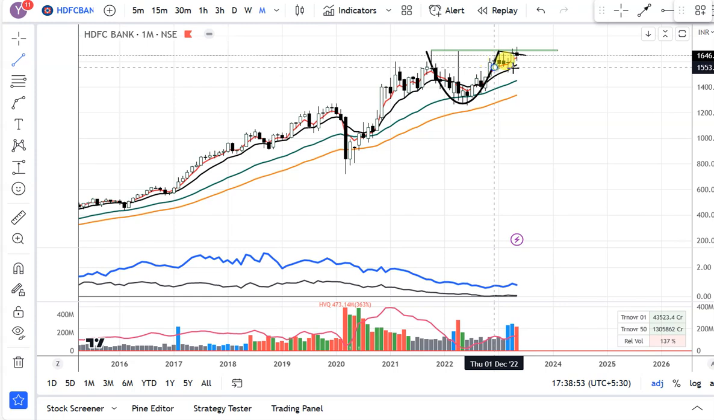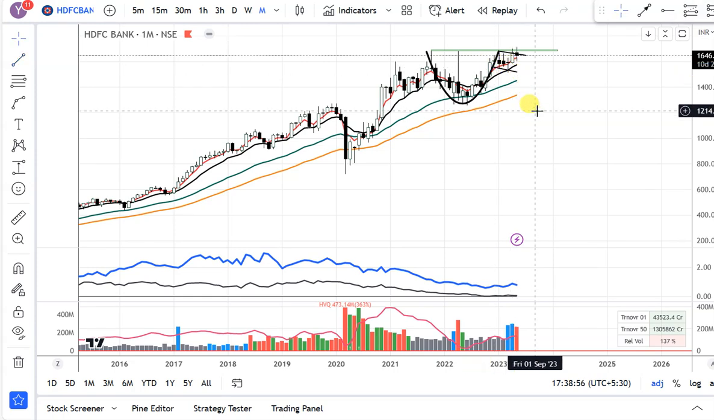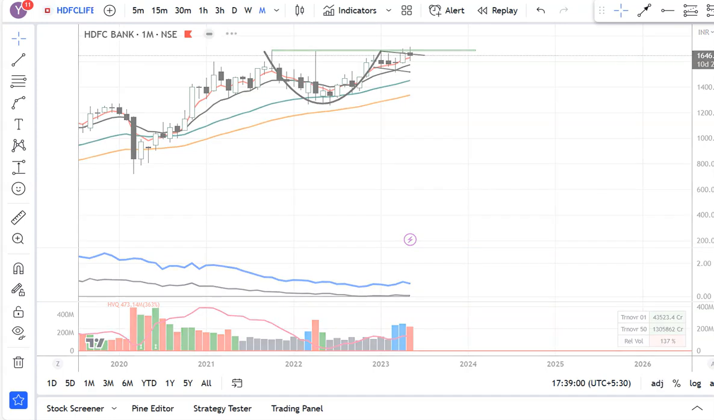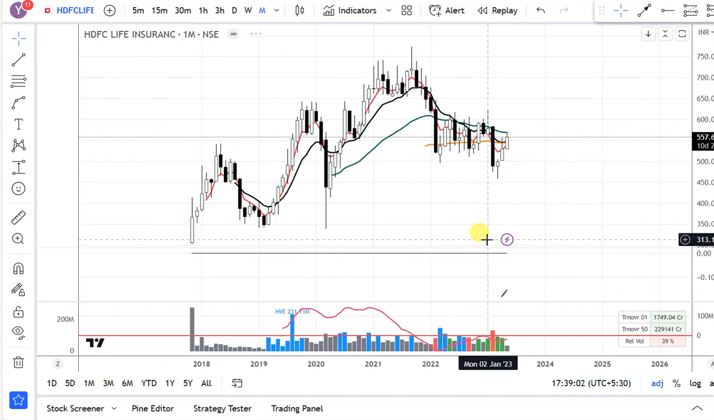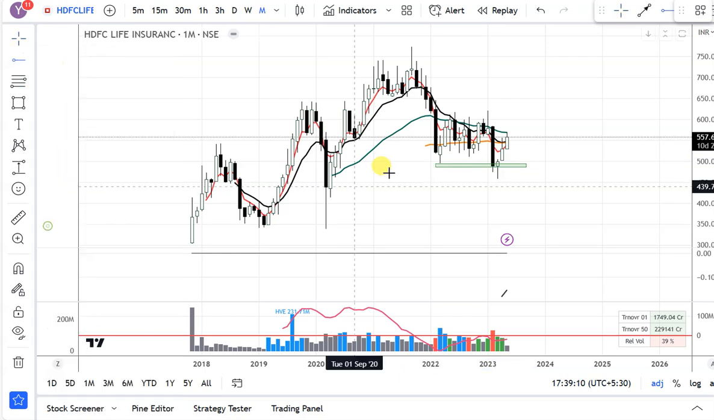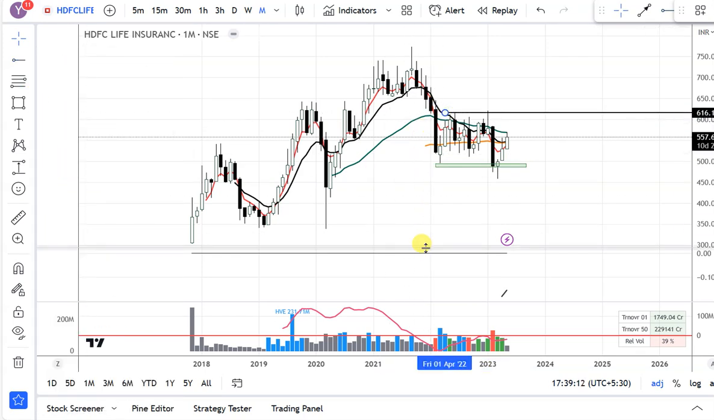HDFC Life Insurance again is in the range, making double bottoms and stuck in the range of 1616 to 500. So let the strong buying come in, and then we'll decide. Because even when it comes, the rallies in the past have not been that strong. So the investors don't seem to be pleased with the stock's performance.